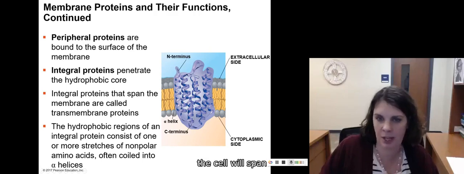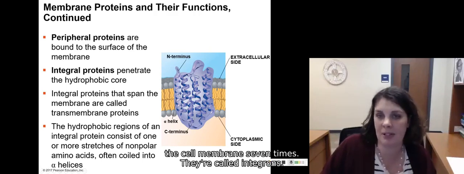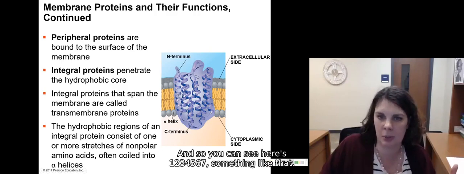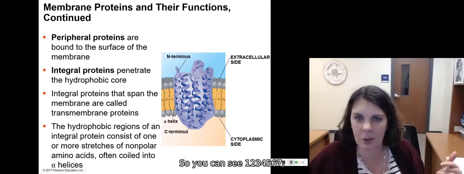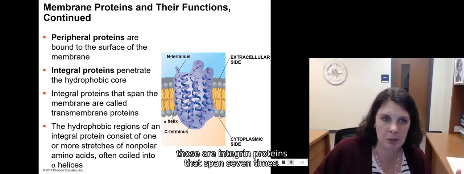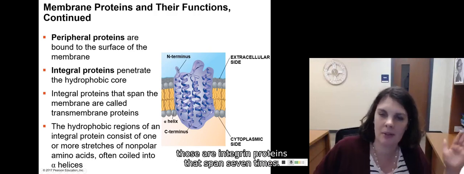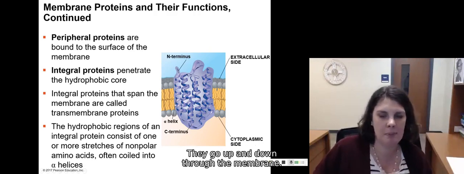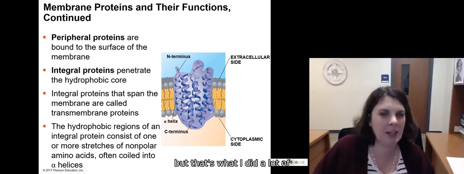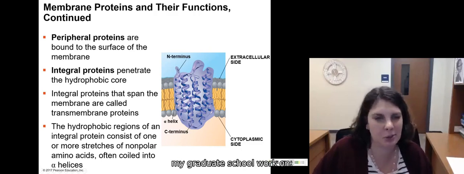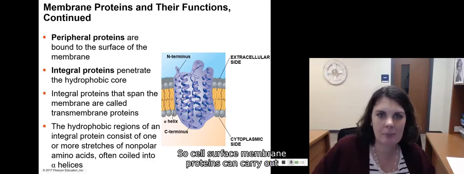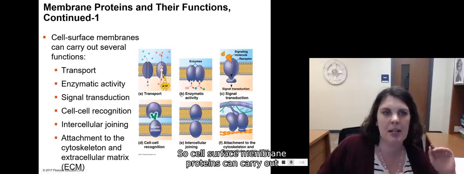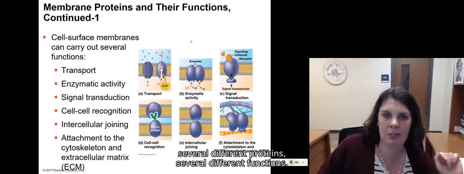A lot of proteins that go through the cell will span the cell membrane 7 times. They're called integrins. And so you can see here's 1, 2, where does it go? 3, 4, 5, 6, 7, something like that. So you can see 1, 2, 3, 4, 5, 6, 7. Those are integrin proteins that will span 7 times. They go up and down through the membrane. That's not a test question, but that's what I did a lot of my graduate school work on, so that always interests me.